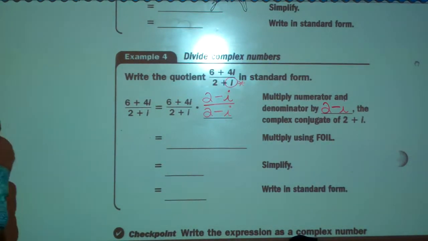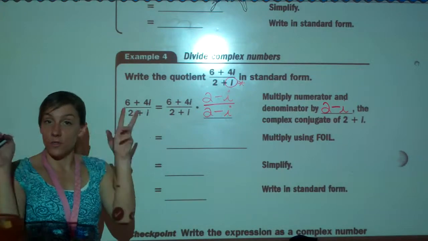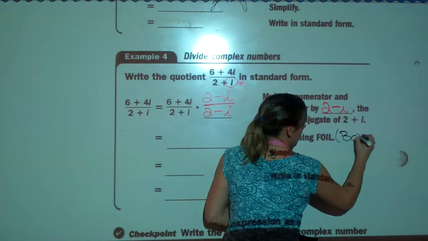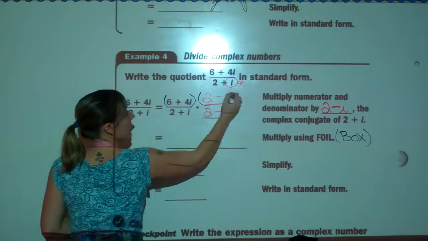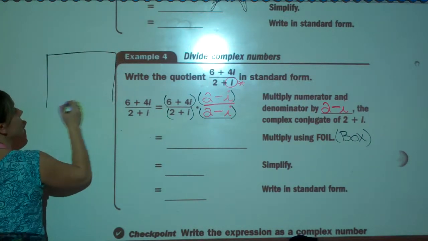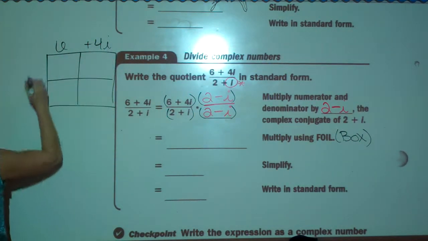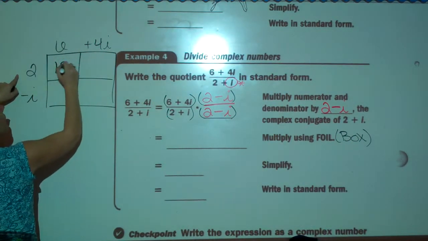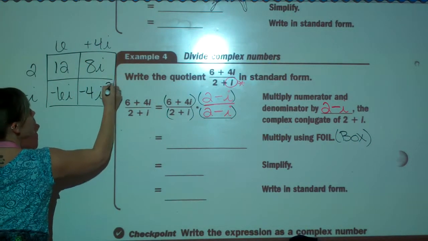The only reason this takes some time is because we are foiling or using our box to do a ton of this stuff. So this says foil. I use box. So what we're doing is we're saying this times this, and we're saying this times this. So I'm going to go off and do the box for each of these. So that's 6 plus 4I. And that's 2 minus I. Okay, so that's 12, 8I, -6I, and -4I squared.